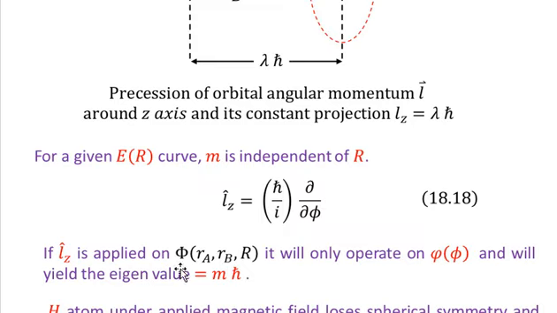If Lz is applied on phi of r_A, r_B, capital R, it will only operate on the phi part, that is on this wave function, because the other wave functions will be treated as constants, because Lz contains the differential parameter partial derivative with respect to phi. So this partial derivative with respect to phi will operate on the parameter phi and not on the other parts of the wave functions, and will yield the eigenvalue m h bar. So when Lz operates on capital phi, it will give you the eigenvalue equal to m h bar.